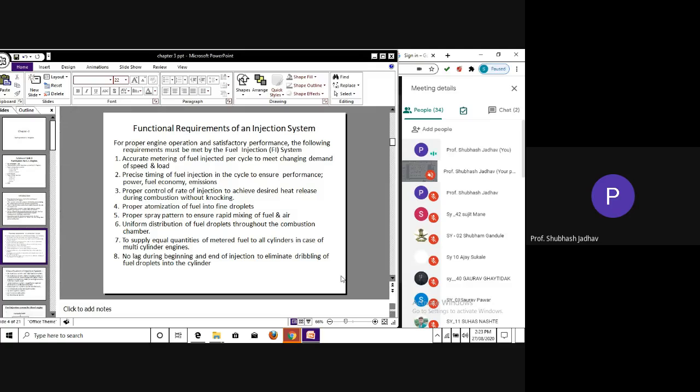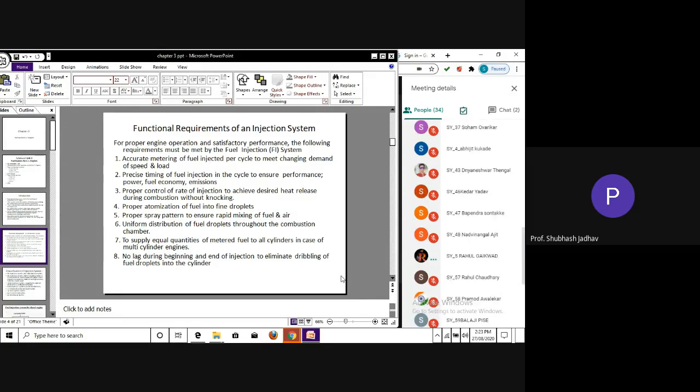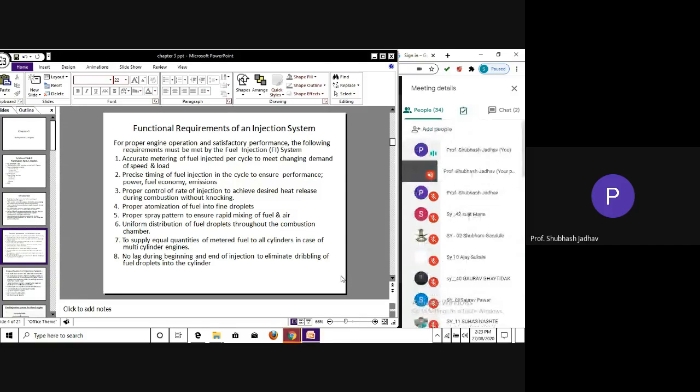So uniform distribution of the droplets is very essential to ensure that the droplets reach the combustion chamber, and in that region, whatever air and heat is there will be absorbed, and the droplets will burn. If the droplets are not distributed properly, where the droplets are more, there they may not burn.